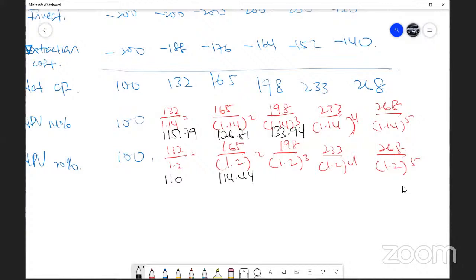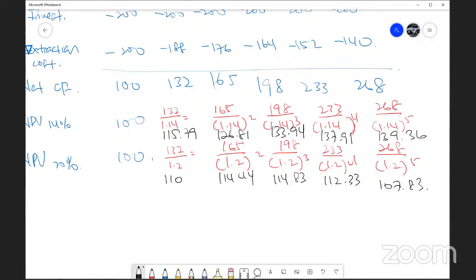133.94. 114.83. 137.91. 112.33, and 139.36, 107.83. These are all the present value for each year if you start. Let's say you start on year 1, this is the NPV. If you start on year 4, this is the NPV.